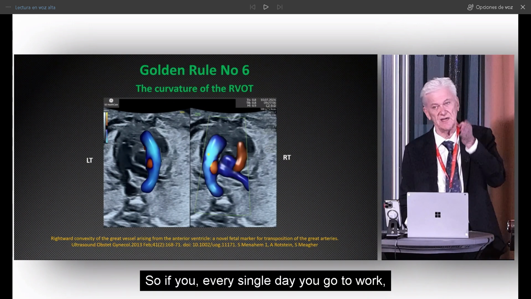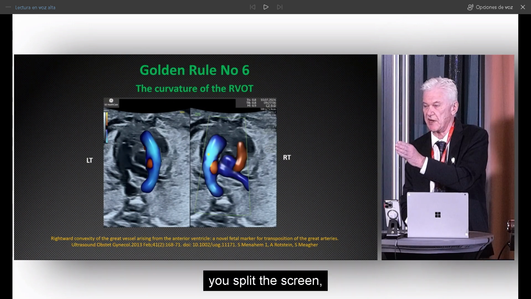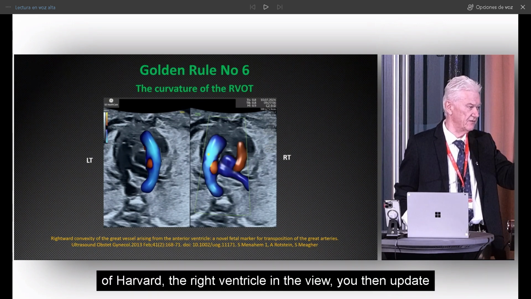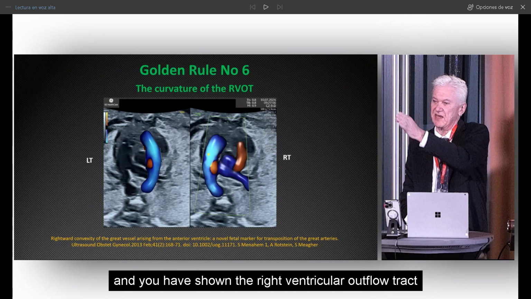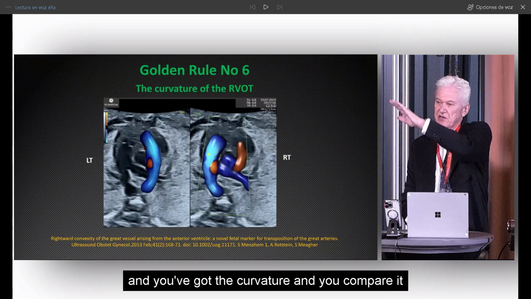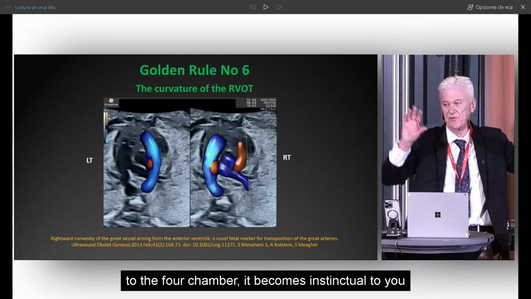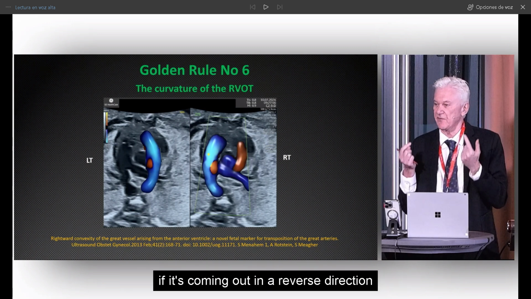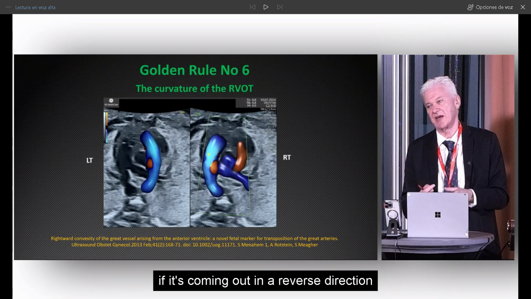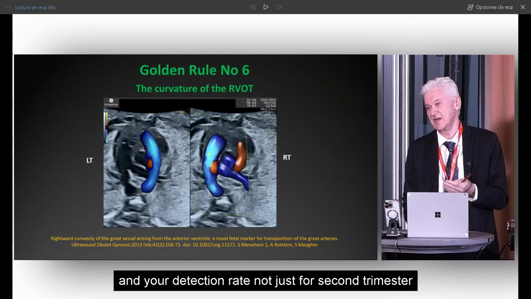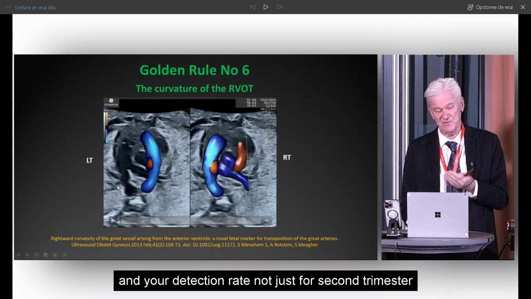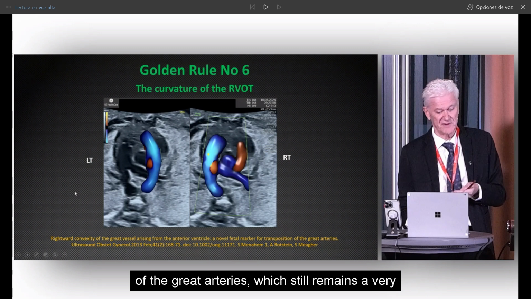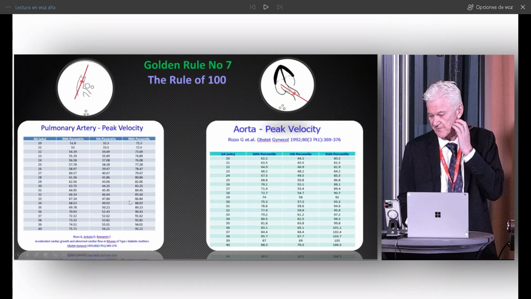So every single day you go to work, you split the screen. You show on the left-hand side the 4-chamber view of the heart with the right ventricle in view. You then update and show the right ventricular outflow tract with the curvature and compare it to the 4-chamber. It becomes instinctual to you if it's coming out in a reversed direction. And your detection rate, not just for 2nd trimester, but for 1st trimester of transposition of the great arteries, which still remains a very challenging diagnosis, will improve.